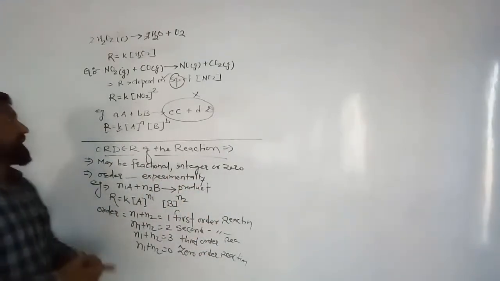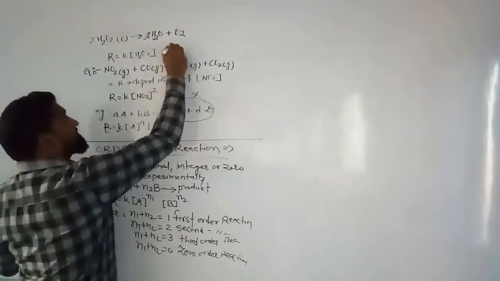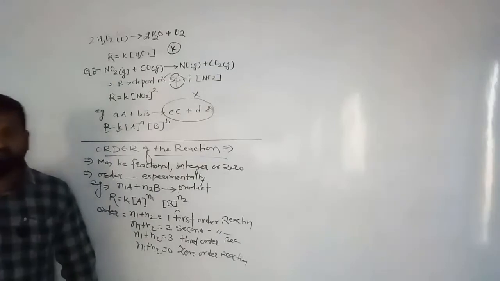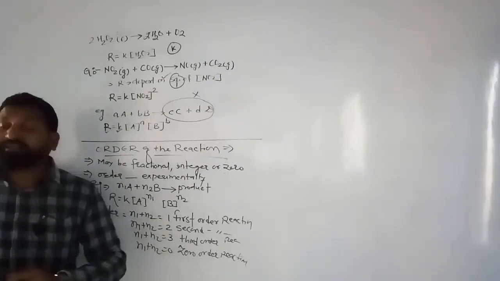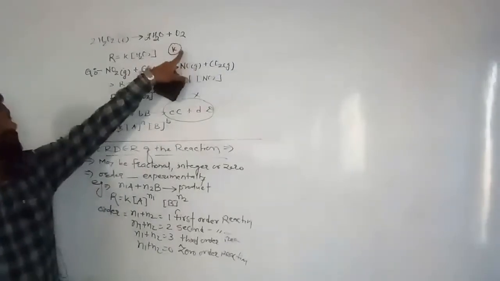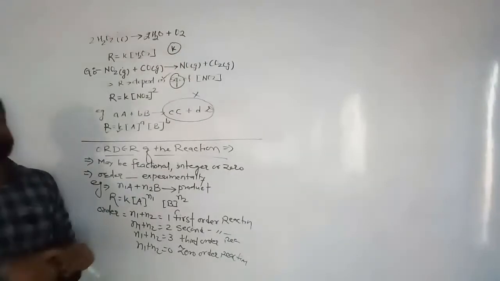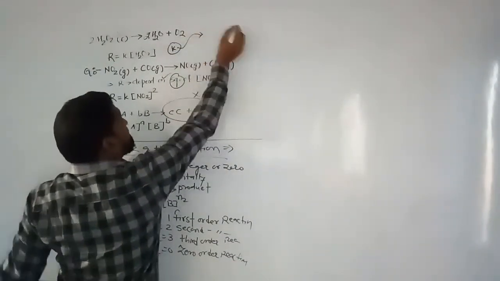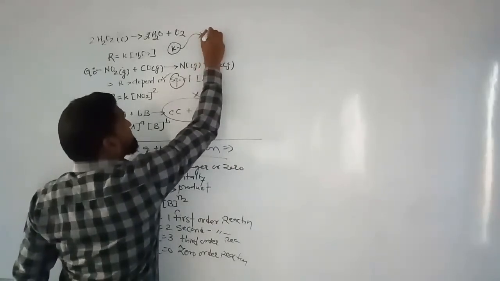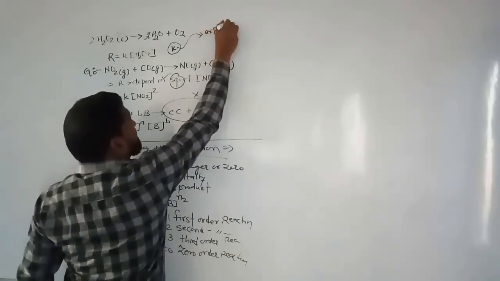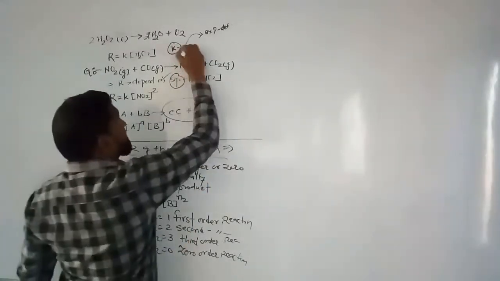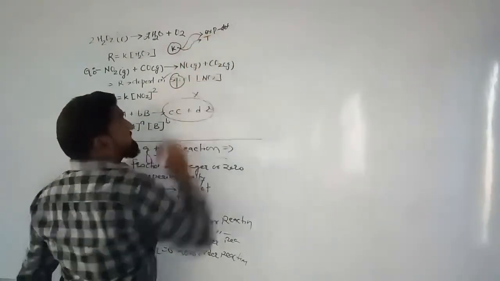Now see here about K. What is K? K is called velocity constant or rate constant. Now what are the characteristics of K? The first characteristic of K is that it is an experimentally determined quantity. Okay, it is highly affected by the temperature.